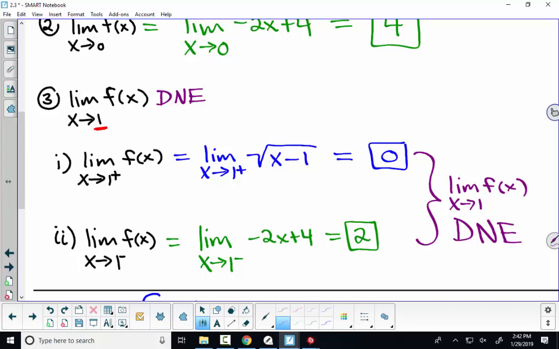So if, let's say, part 2 was equal to 0, both one-sided limits are equal to 0, then we would know that this limit were 0. And yeah, that was from 2.2, where we looked at the connection between one-sided and two-sided limits. Any other questions on this example?